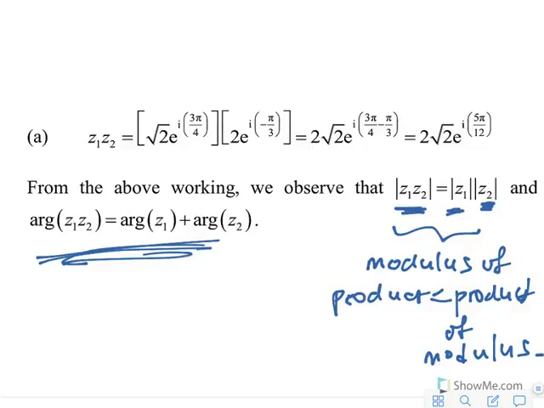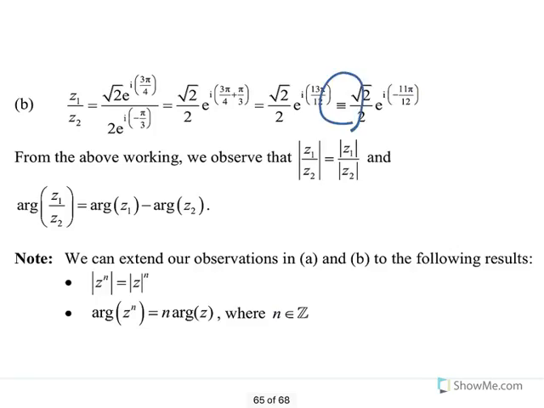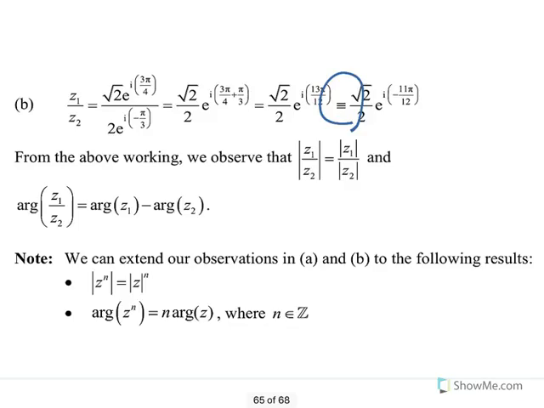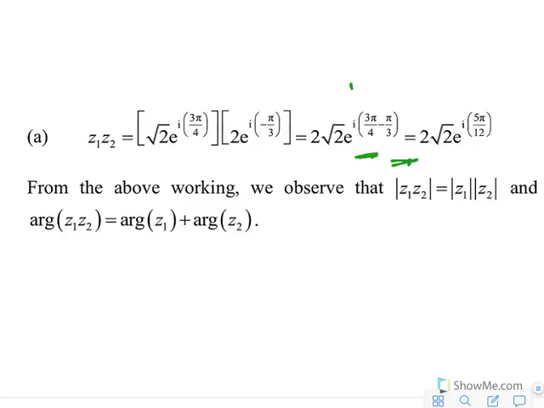Okay, so this is for part A. Part A, I want to focus on one thing: the equal sign. Why is it equal? Look at part B. This is not equal, this is equivalent. There's a difference. This is equal because if you observe, this is theta 1 plus theta 2, 5 pi over 12. Is 5 pi over 12 in the principal range between pi and negative pi?